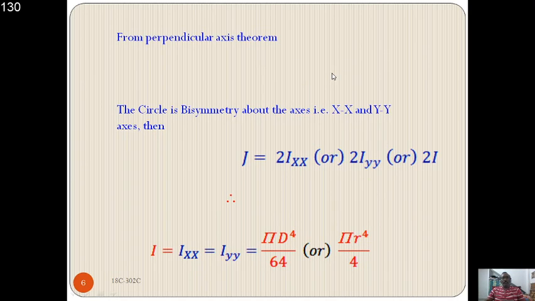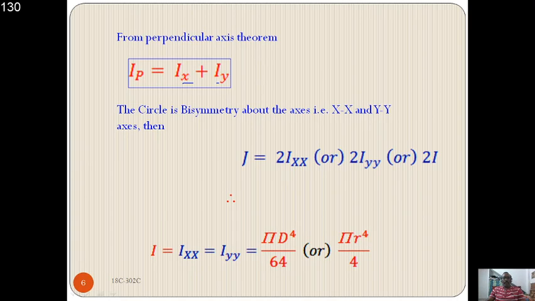Using the perpendicular axis theorem, you can also define the moment of inertia of the solid circular section. The perpendicular axis theorem says that Izz is equal to Ix plus Iy. So Izz can also be represented as the polar moment of inertia Ip. Therefore, it is the sum of the moments of inertia about the centroidal axes, Ix plus Iy, the centroidal moments of the circular section.